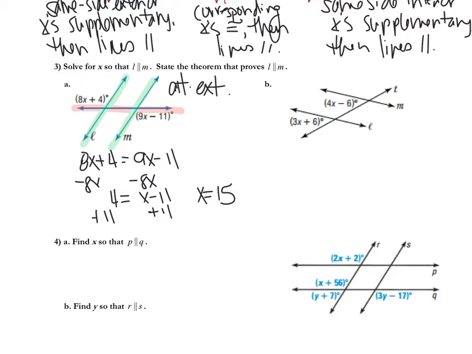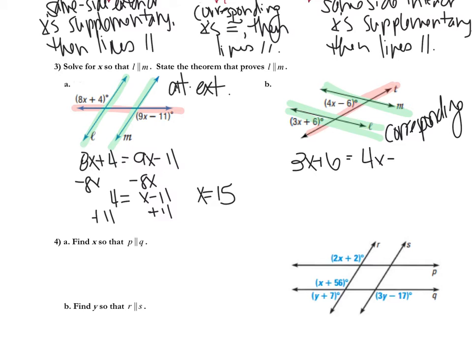So here is my transversal. Remember, transversal is the one that intersects the other 2 lines. And then here are the lines that I'm trying to prove parallel. So in order for these lines to be parallel, these angles are going to be corresponding angles, and corresponding angles need to be congruent. So once again, I'm going to set them equal to each other. And we get x to equal 12.